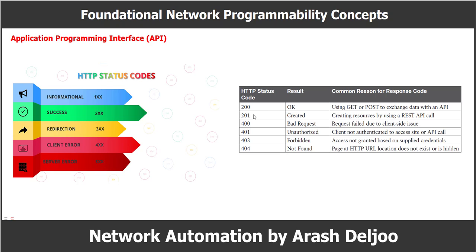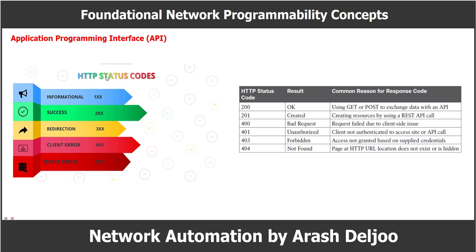About the code 201, this is the result of creating resources by using a REST API call. 400 bad request: failed due to client-side issue. 401 unauthorized: client not authenticated to access site or API call. 403 forbidden: access not granted based on supplied credential. And 404 not found: page at HTTP URL location does not exist or is hidden.